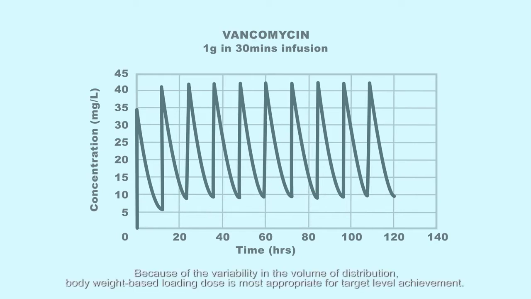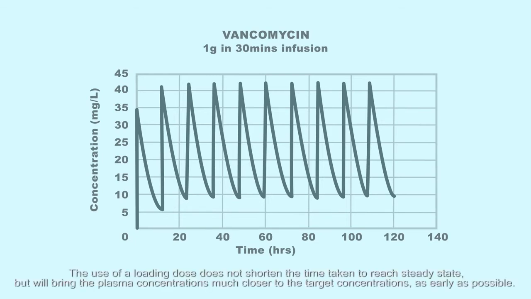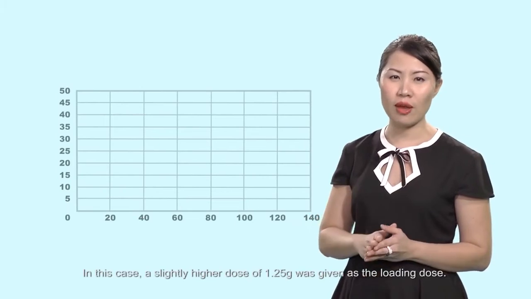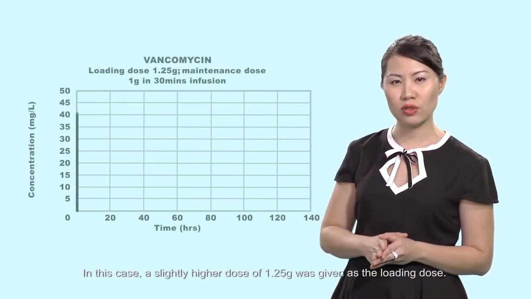Because of the variability in the volume of distribution, a body weight-based loading dose is most appropriate for target level achievement. The use of a loading dose does not shorten the time taken to reach steady state, but will bring plasma concentrations much closer to the target concentrations as early as possible. In this case, a slightly higher dose of 1.25 grams was given as a loading dose.